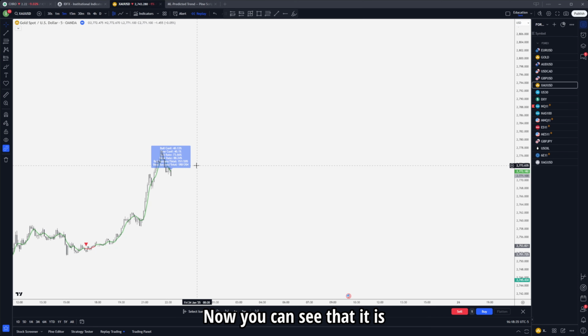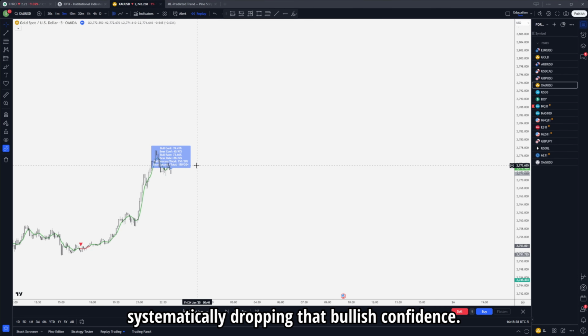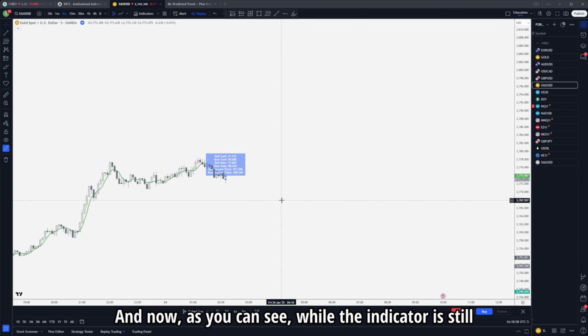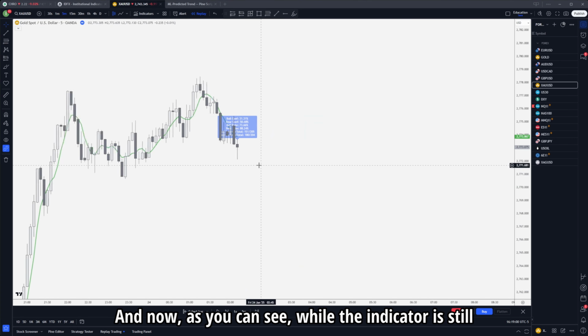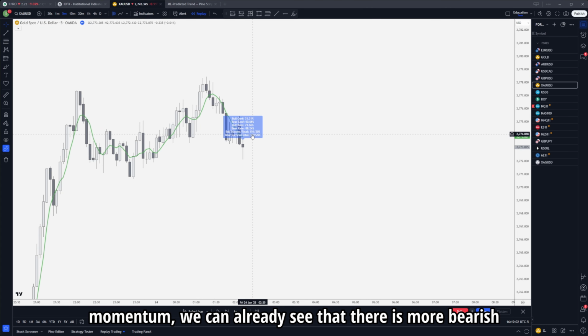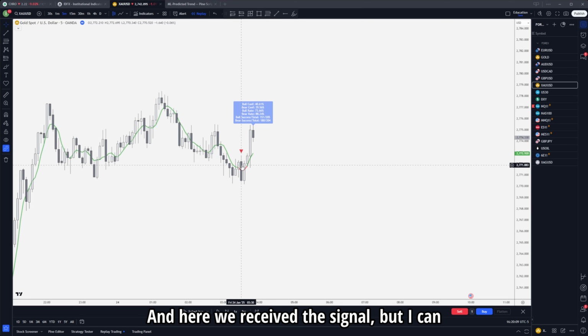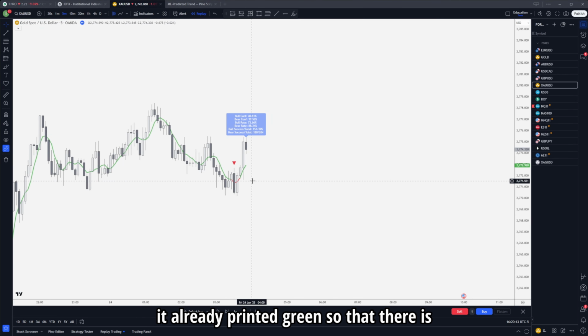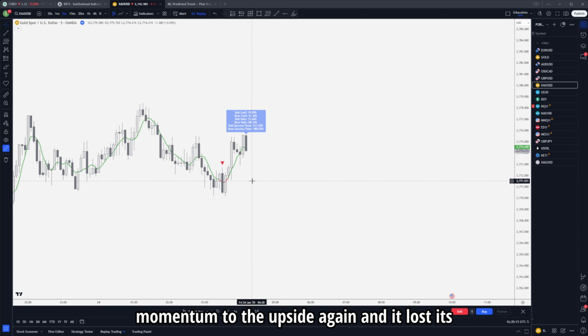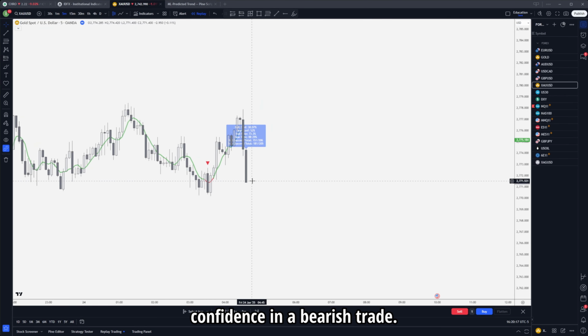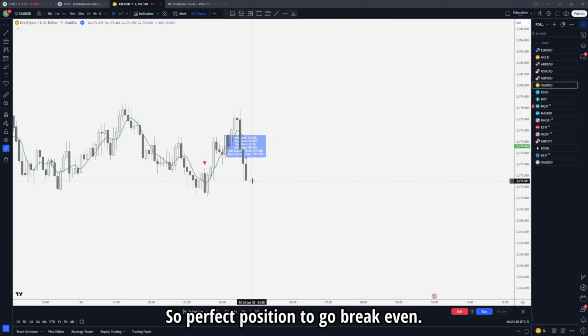Now you can see that it is systematically dropping that bullish confidence. We can see that the trend is potentially exhausted. And now, as you can see, while the indicator is still showing that there is bullish momentum, we can already see that there is more bearish confidence than bullish confidence. All right, and here we received a signal, but I can immediately see that even a candle later, it already printed green, so there is momentum to the upside again, and it lost its confidence in a bearish trade. So perfect position to go break even.